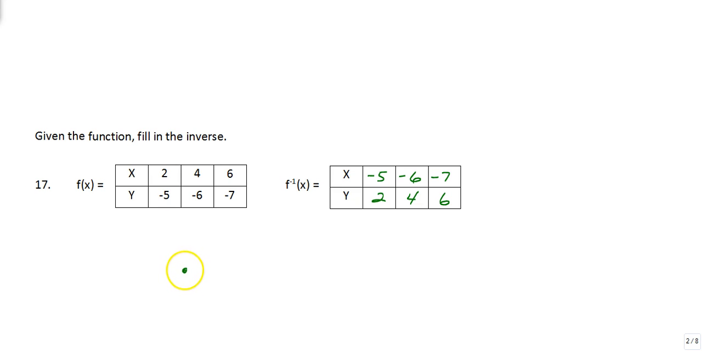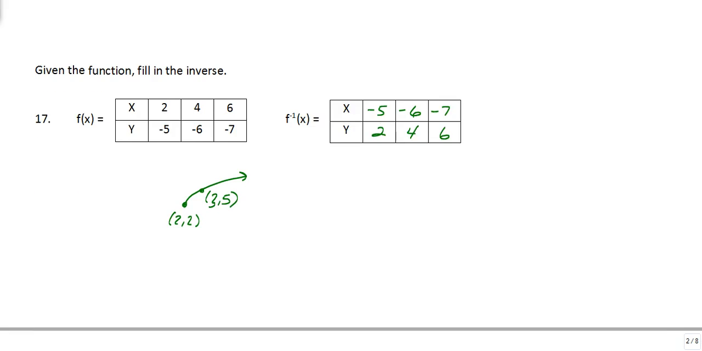If you were given a graph that was a square root or something, and I'm just going to pretend that this is 2, 2, and this is 3, 5. If you wanted to graph the inverse, you would just switch your coordinates. You'd graph 2, 2, and then you would graph 5, 3, and, you know, all that kind of other fun stuff. So just make sure when it comes time, you just switch your x and y's when we graph.